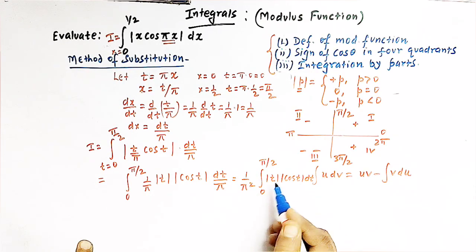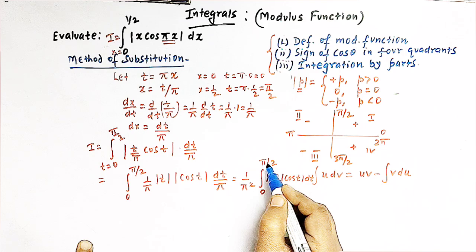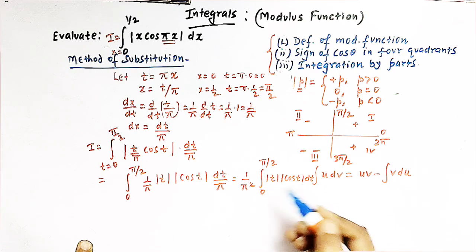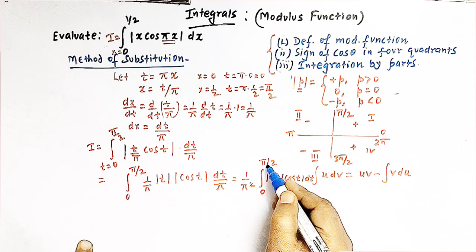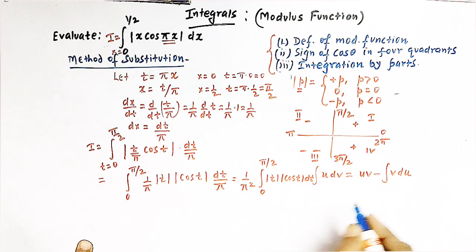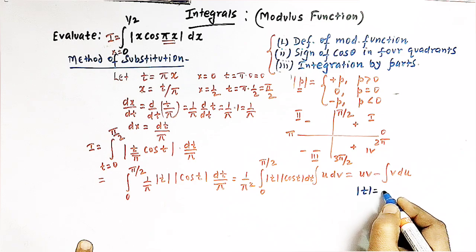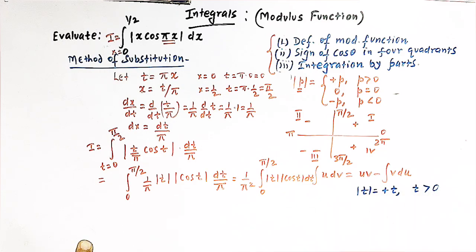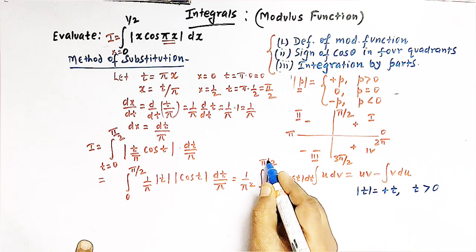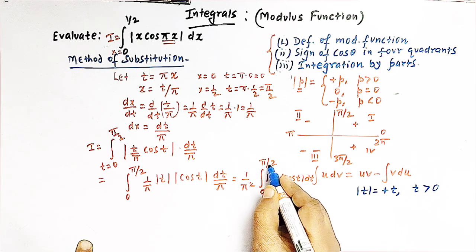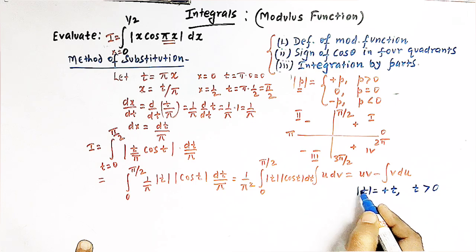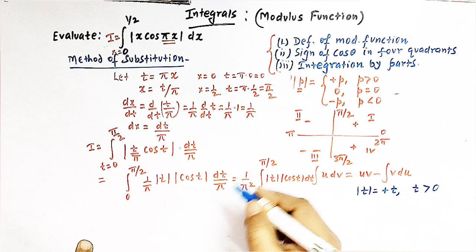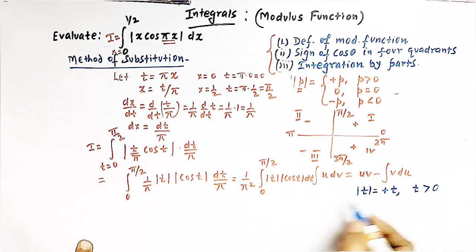So now when t varies from 0 to pi by 2, since t is a real number and all the numbers from 0 to pi by 2 are positive, mod of t is equal to positive t whenever t is greater than 0. Here t belongs to the interval from 0 to pi by 2, hence all the t's are positive, so mod of t can be easily replaced by positive t.